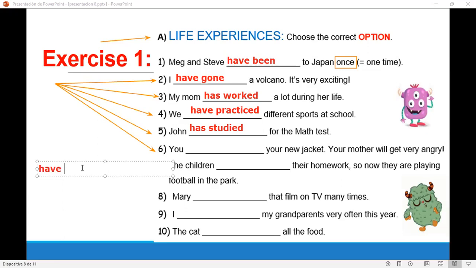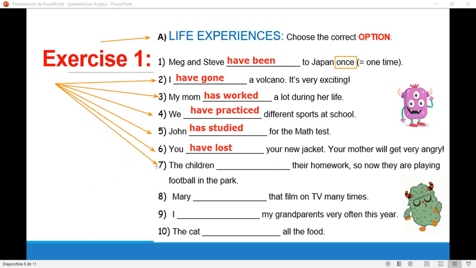You have, in this case, "lost". What is the meaning of lost? Perder. Very good. So you have lost your new jacket. Imagine that if your mother bought you that jacket and you lost it, it's because, I don't know, you are a careless person, okay? But anyway, let's continue.